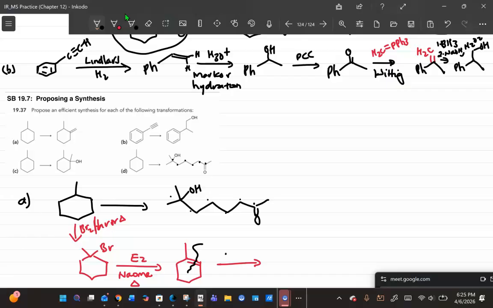It's usually O3. I don't know which version you used, if it's DMS or zinc HCl. Dimethyl sulfide or zinc HCl would give you an aldehyde. Looks like someone needs a protecting group. Oh no.